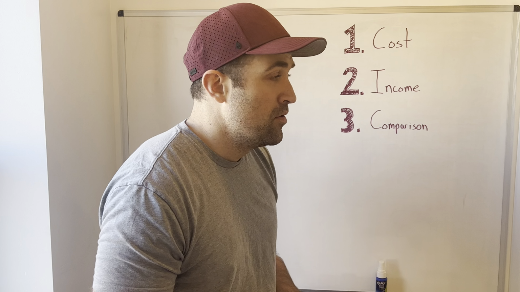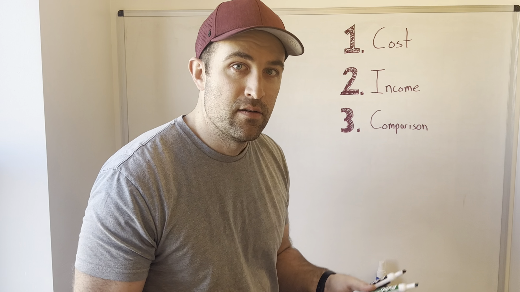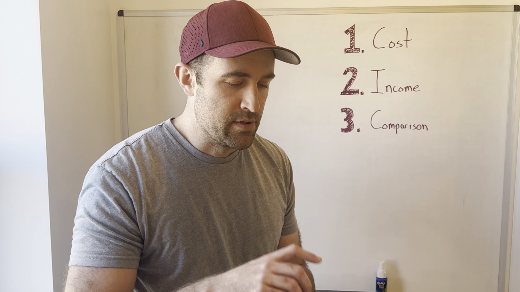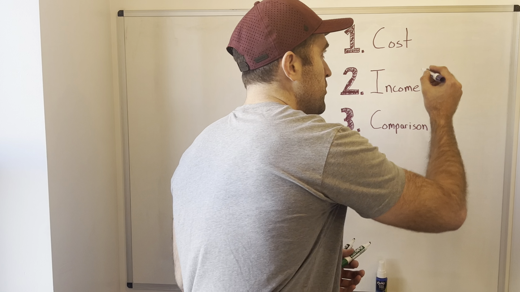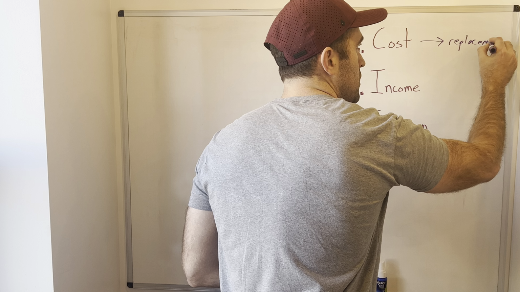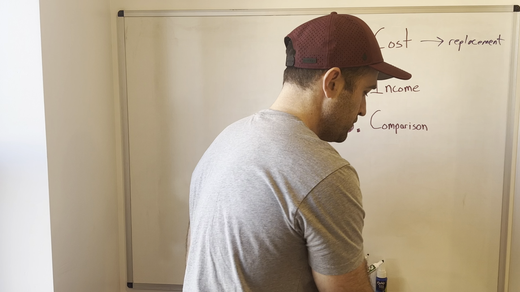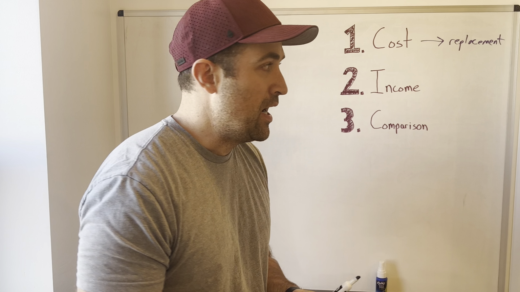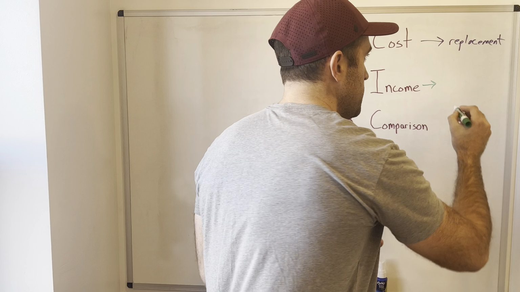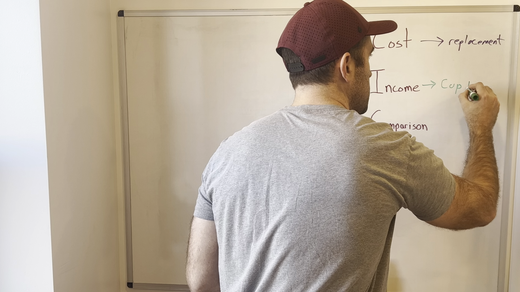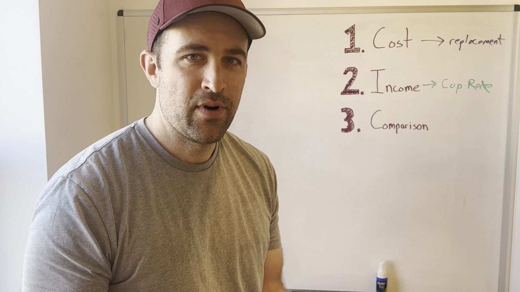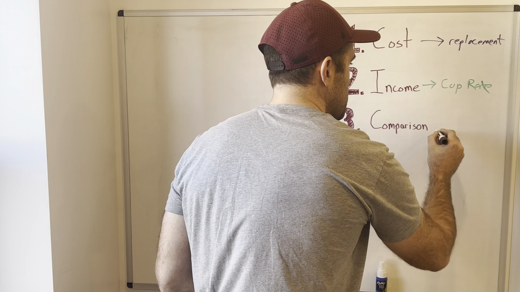Okay, so each of these three methods to develop a value for your apartment building that you're looking to sell operate on three different principles. The first one, the cost approach, operates on the principle of replacement. The income approach operates on the principle of a capitalization rate or a cap rate. And then the comparison approach, which you're probably most familiar with, operates on the principle of substitution.